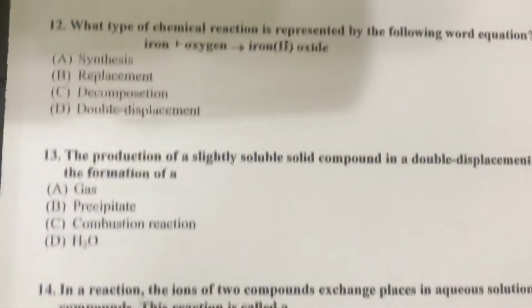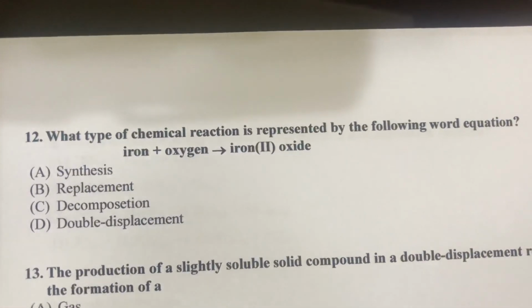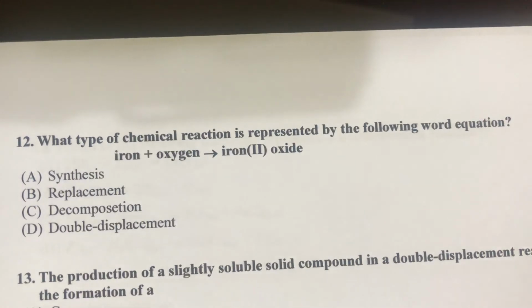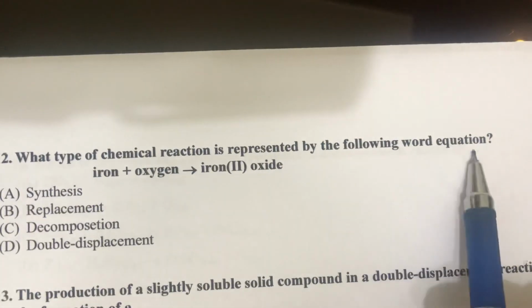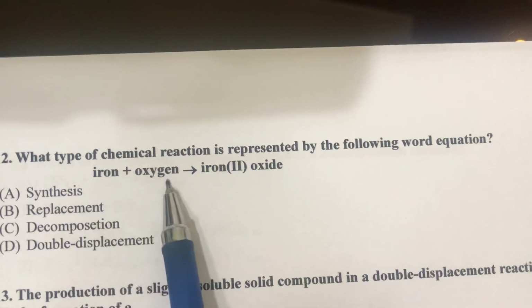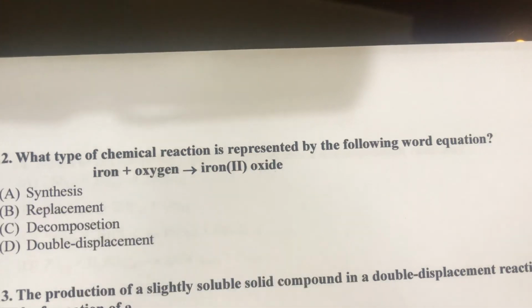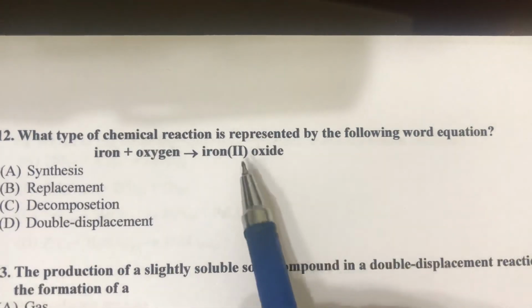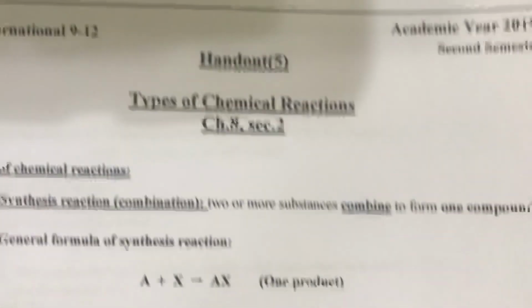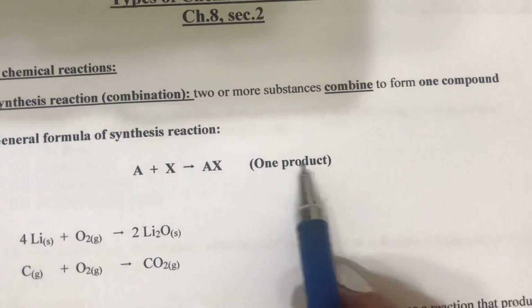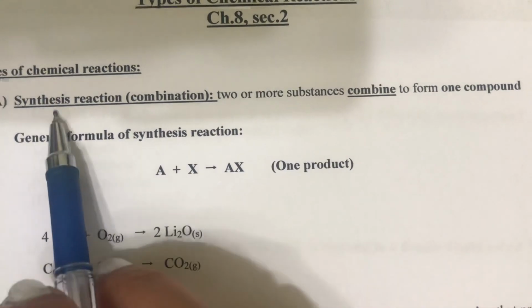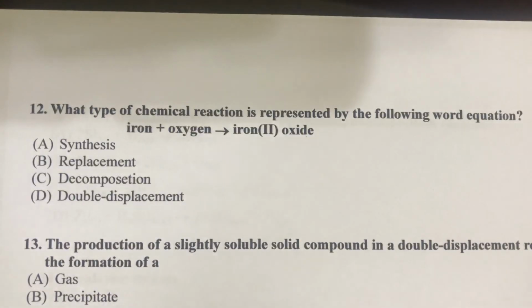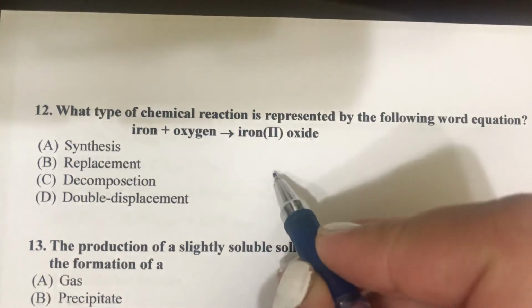Now question 12. What type of chemical reaction is represented by the following word equation? Here, iron plus oxygen produces iron 2 oxide. This is the general formula of synthesis reaction. Why? Because it contains one product. If you have one product, the type of the reaction is synthesis reaction. So here the correct answer is A.